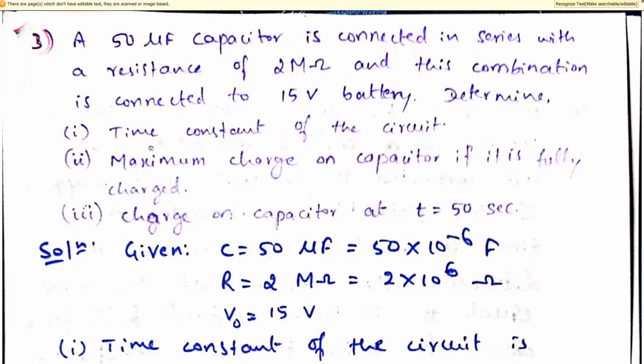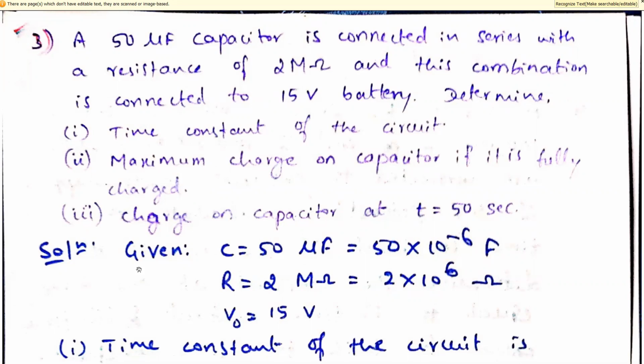First question is you have to find the time constant. Second question, you have to find the maximum charge on the capacitor if it is fully charged. Maximum charge Q naught you have to find. Then third question, what is the charge on the capacitor at t is equal to 50 seconds. It is a charging of capacitor problem because the capacitor and resistor are connected to a battery of 15 volt. So let us solve this.